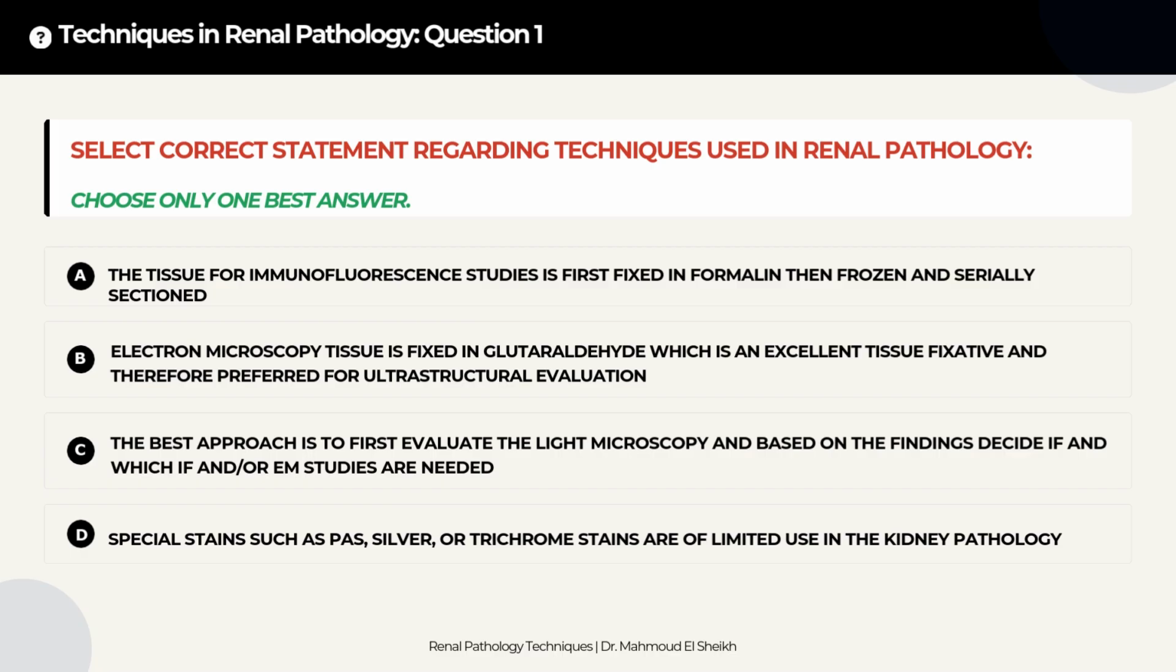Third choice, the best approach is to first evaluate the light microscopy and, based on findings, decide whether immunofluorescence and/or EM studies are needed. Last choice, special stains such as PAS, silver, or trichrome stains are of limited use in kidney pathology.